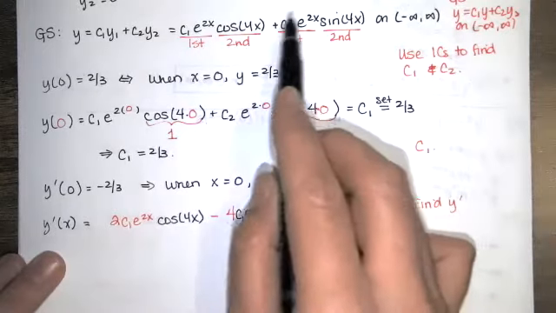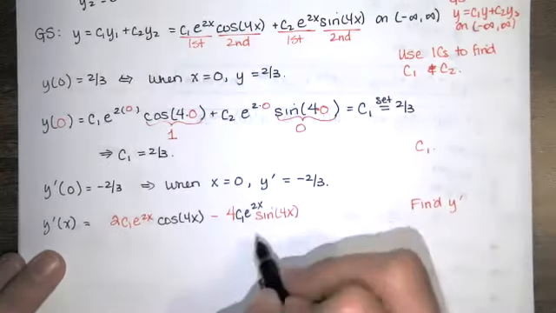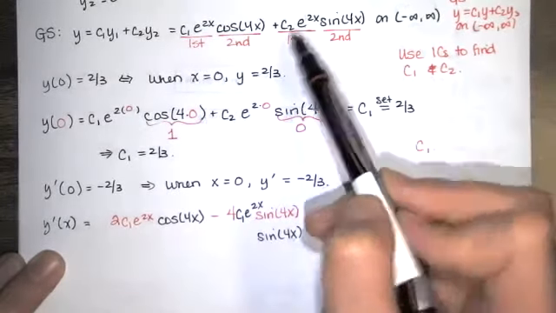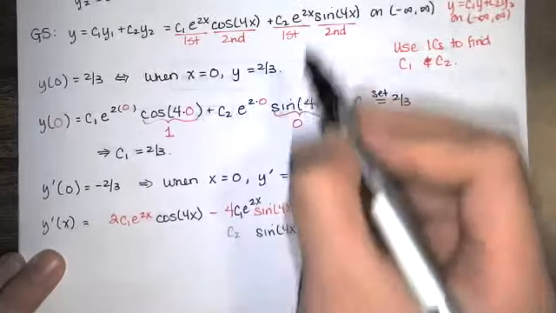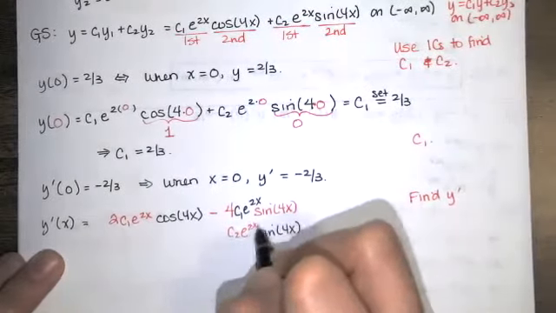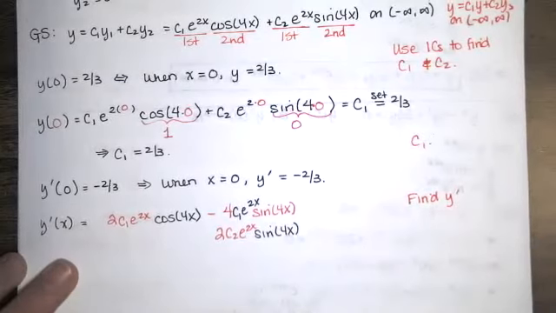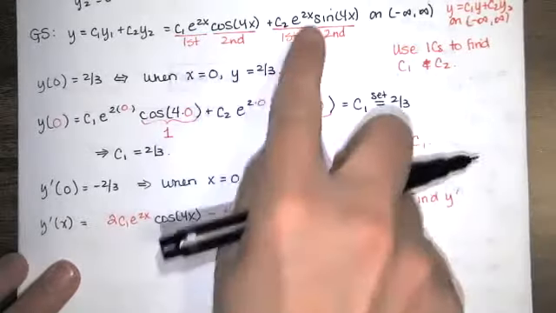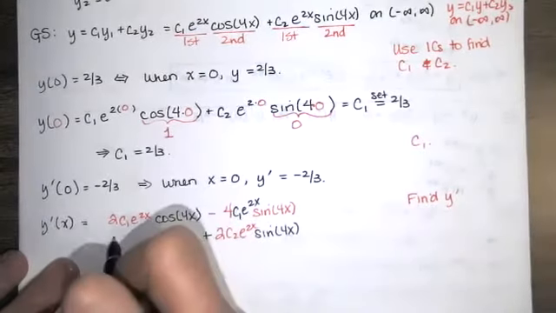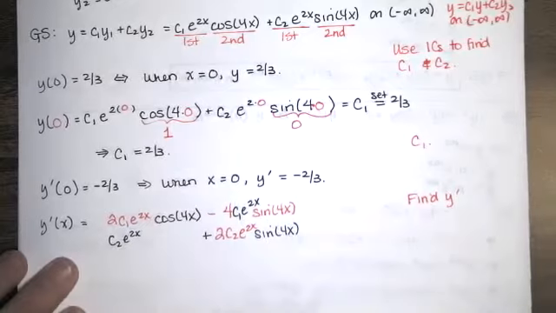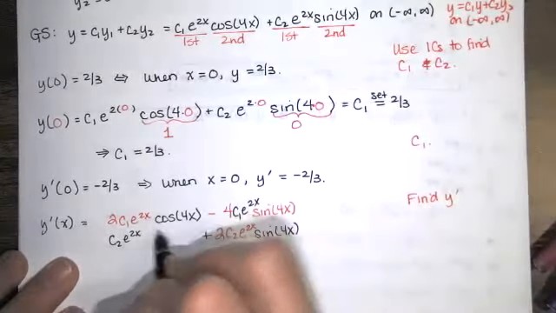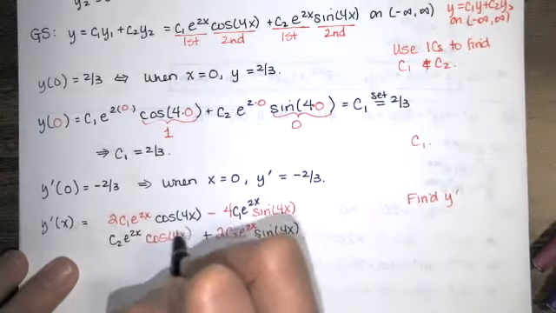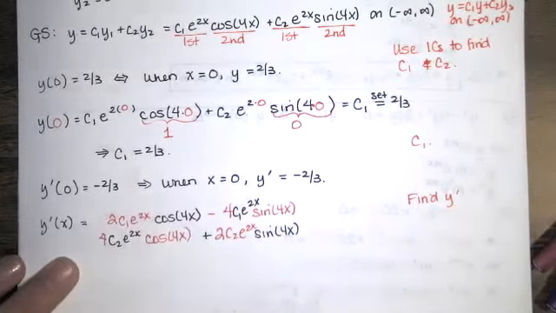Okay, so I want derivative of the first times the second. The second is sine of 4x. Derivative of the first is that constant C2. Derivative of e to the 2x is e to the 2x times derivative of the inside, which is a 2. So it's derivative of the first times the second, plus derivative of the second times the first. The first is C2 e to the 2x. Derivative of the second is derivative of sine of 4x. That is cosine of 4x times the derivative of the inside by the chain rule. There's an extra 4 out front.